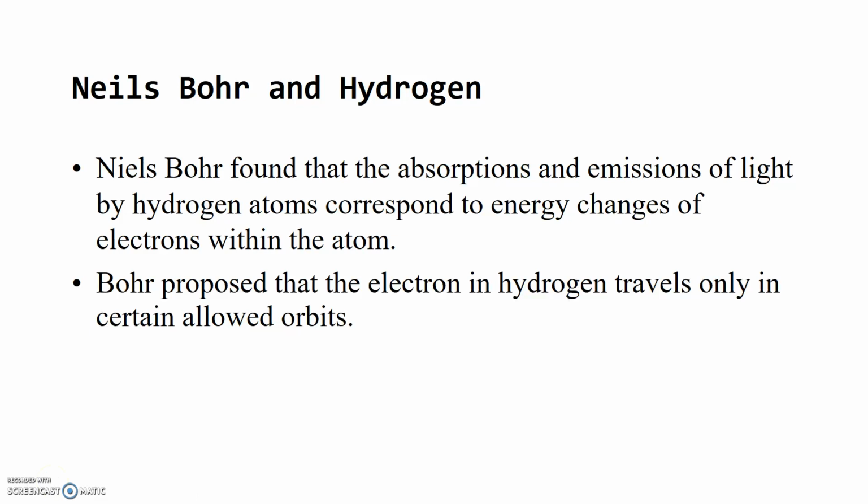A lot of this study was done with hydrogen, and Niels Bohr found that absorption of light and emissions of light by hydrogen atoms corresponded to energy changes of electrons within the atom. Bohr proposed that the electron in hydrogen travels only in certain allowed orbits.